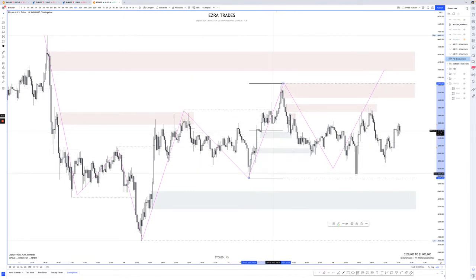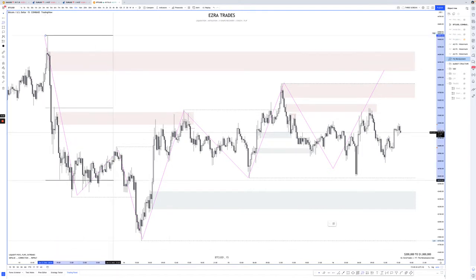Into discount pricing, right? If this price pulls back, we don't want to take a long from here. This is way too soon. I prefer to increase my odds by filtering my point of interests: if I'm going long, into discount pricing, and if I'm going short, I like to filter them to what? To premium. So like, let's say the big swing here.